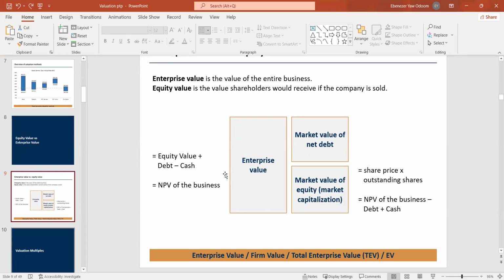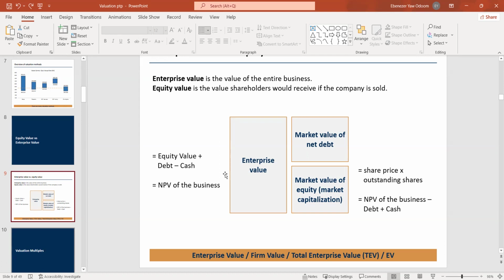For the market value of equity, we are just talking about the market capitalization of the company. So if you are valuing a listed firm, for instance, the market capitalization of GCB Bank is currently a little over 1.2 billion cedis, or 1.3 billion cedis, around that amount. So that is one portion of it. And then the net debt: you check their financial statement, look at their debt, and then subtract the cash component, which is the cash and cash equivalents. And then you can find the value of a business.